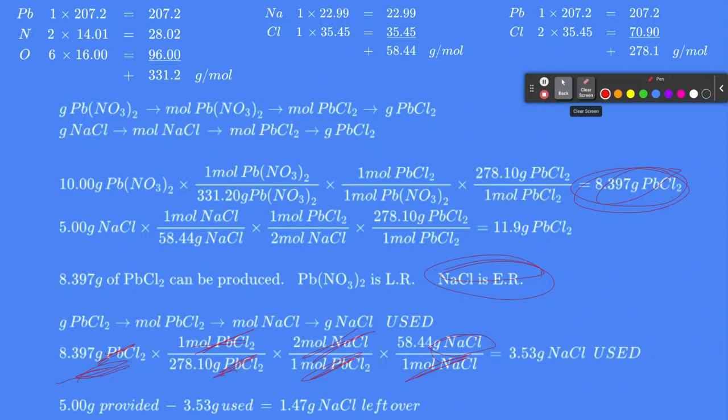And so then finally, we have to do this subtraction problem, the one that students often forget. We were provided with 5 grams of sodium chloride in the problem. We need to subtract 3.53 grams that we actually only used, and so we're left with 1.47 grams at the end.